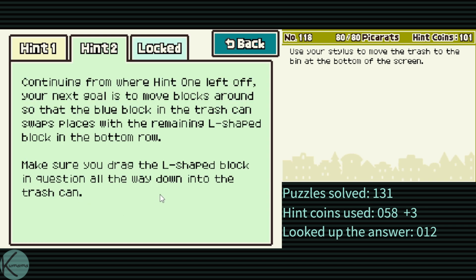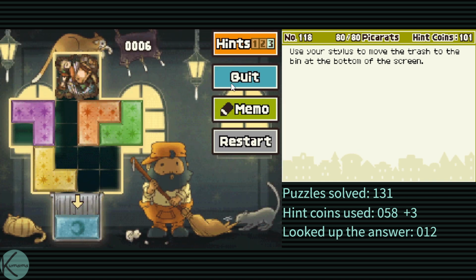Continuing from where hint 1 left off, your next goal is to move blocks around so that the blue block in the trash can swaps places with the remaining L-shaped block in the bottom row. Make sure you drag the L-shaped block in question all the way down into the trash can.